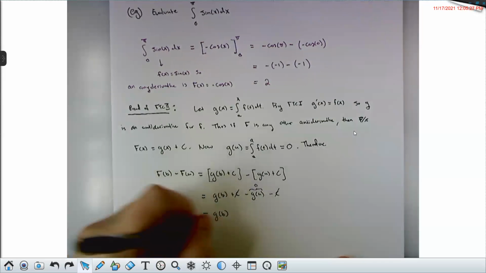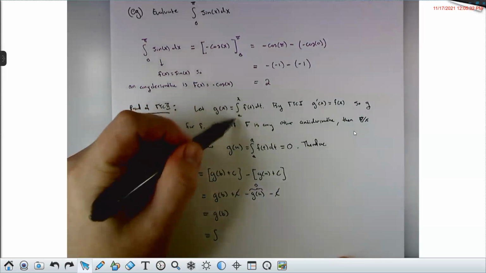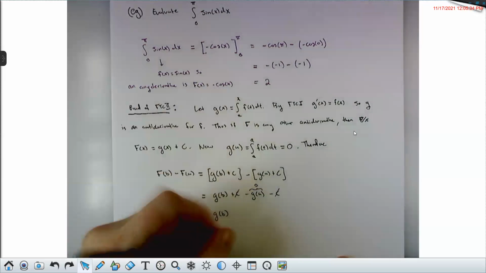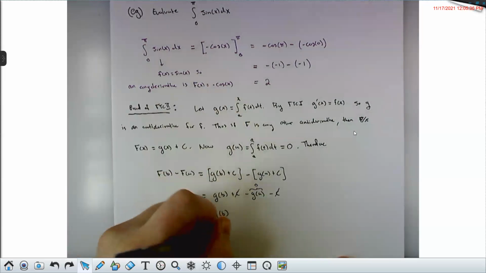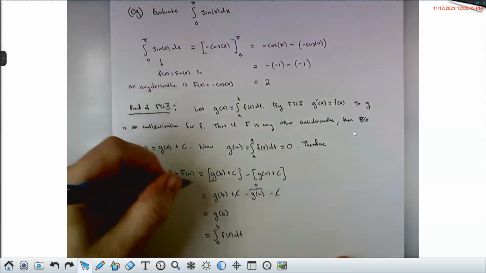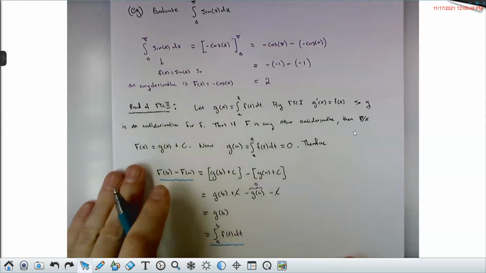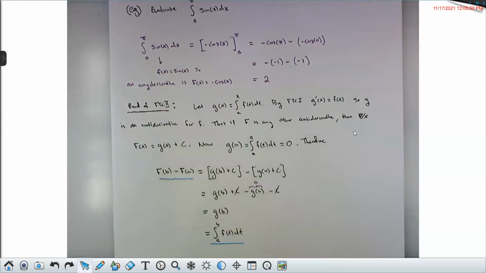But by definition, g of x is the integral from a to x. So g of b is the integral from a to b of f of t dt. And that's what we wanted to show, right? We wanted to show that this thing is equal to this thing for any antiderivative big F. So like I said, it's a very quick proof, and it just comes from the Fundamental Theorem of Calculus part 1. Part 1 is doing all the heavy lifting here.